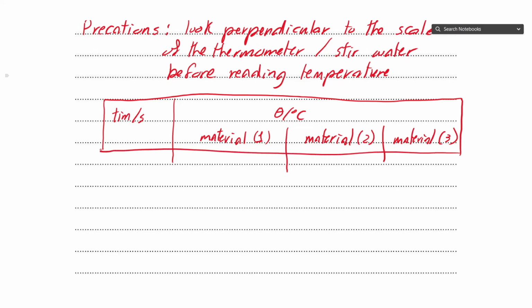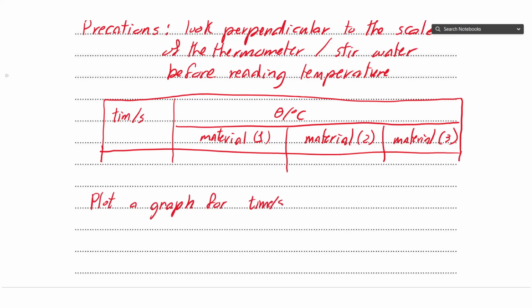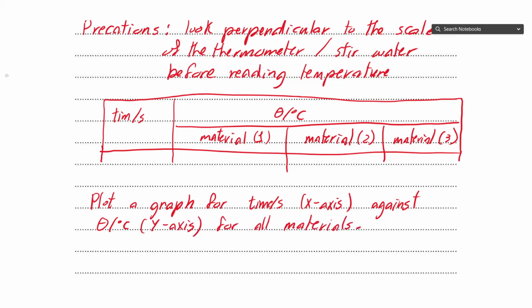We just leave it with column headings and with the units for the temperature and time. Now to compare, we plot a graph for time per second on the x-axis against theta per degree Celsius on the y-axis for all materials, or for the 3 experiments, and compare gradients. As a controlled variable, we can also say use the same thickness of each material as insulation.